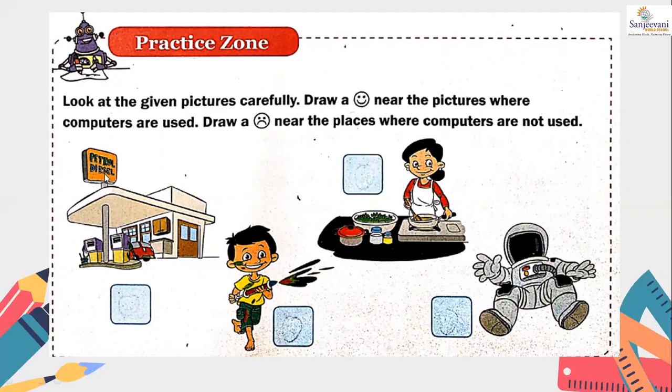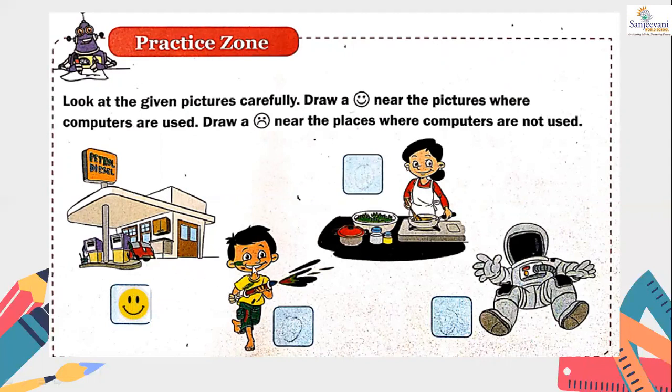Whenever you go to a petrol pump, you see from where the pipe is coming, there is a screen. That screen is nothing but a computer. It is a type of computer. So the petrol pump is controlled by the computer. So what is the answer? Which smiley should I give over here? Yes, I should give a smiley. Computers are used at a petrol pump.